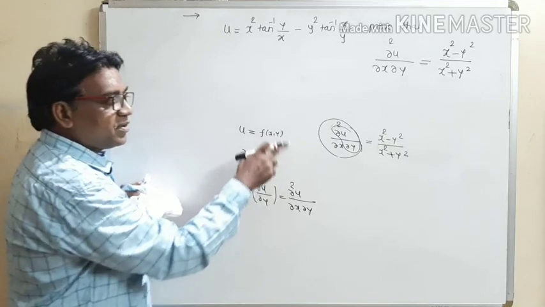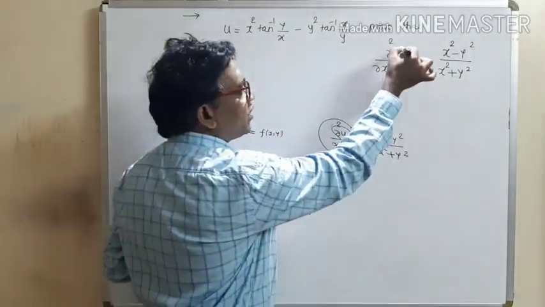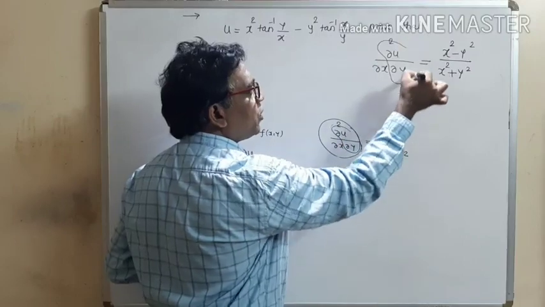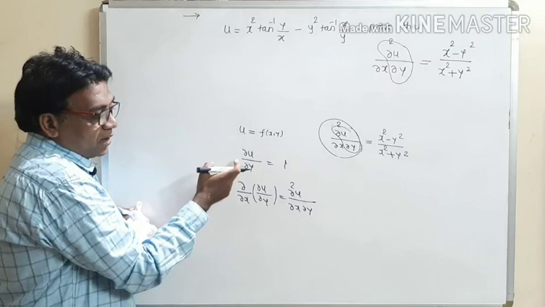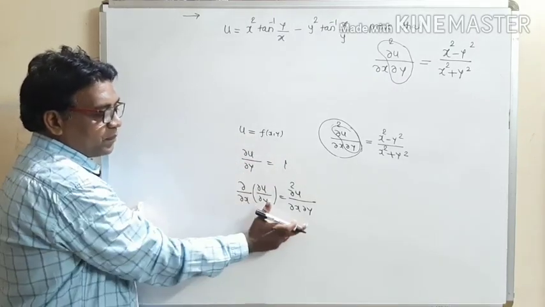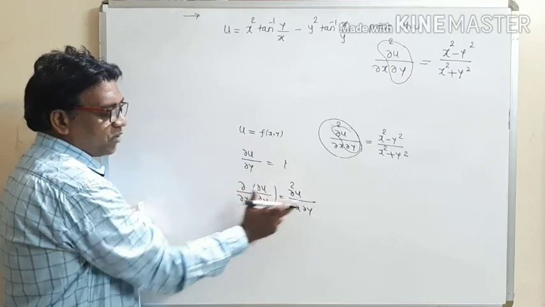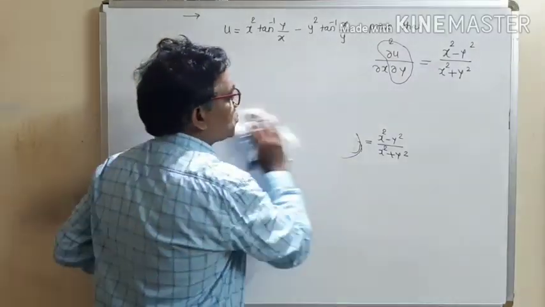So see how to find out this value ∂²u/∂x∂y. First of all, find out this partial derivative ∂u/∂y. Find out this partial derivative. Then differentiate this partial derivative with respect to x. That means we get this value ∂²u/∂x∂y. So write down the solution.